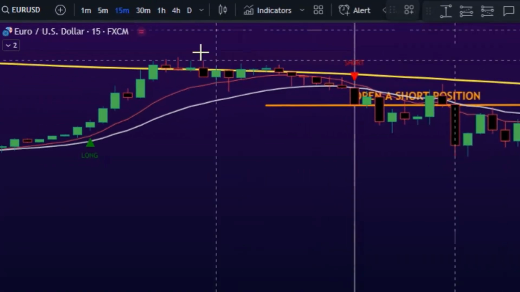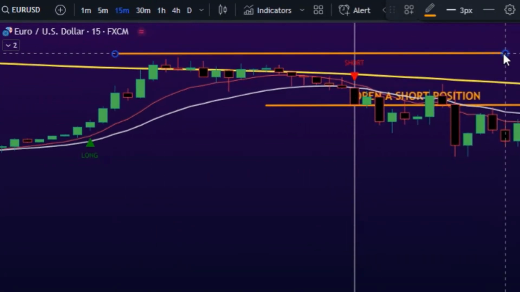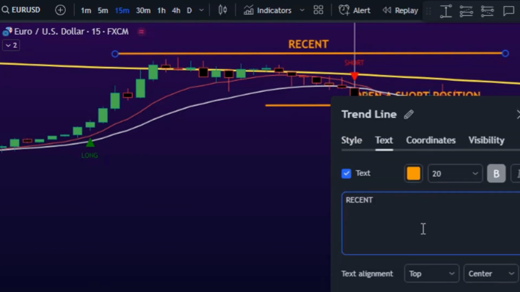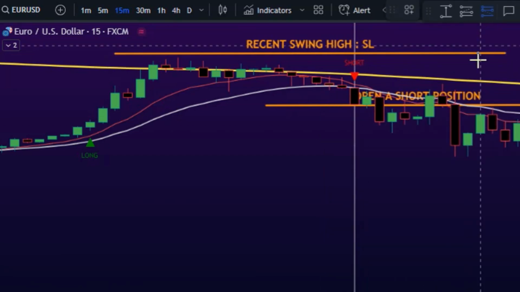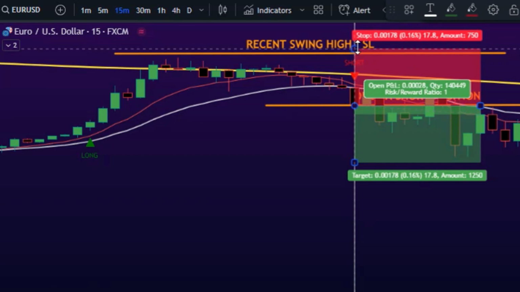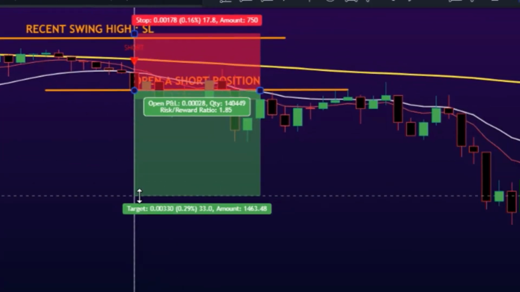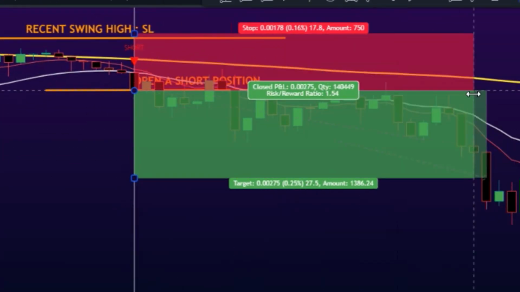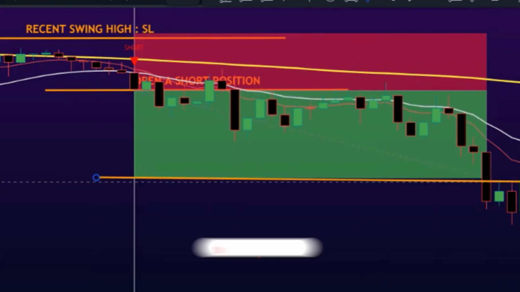Then place your stop loss just above the last swing high to limit your potential loss. Then lock in your profit at the risk reward ratio of 1 to 1.5.